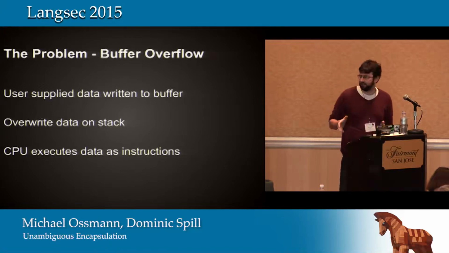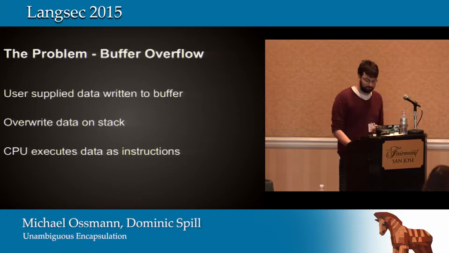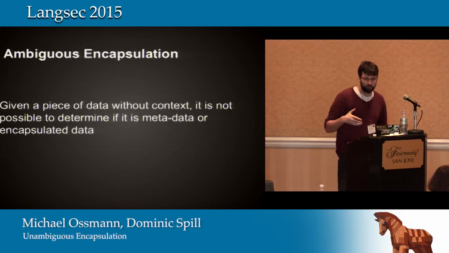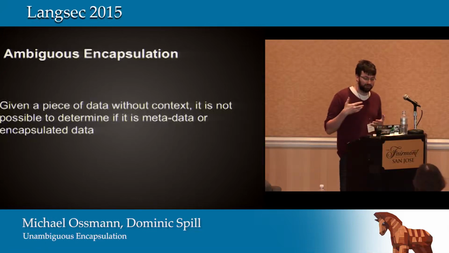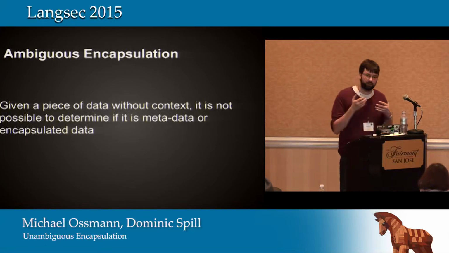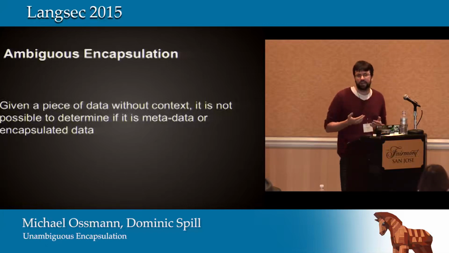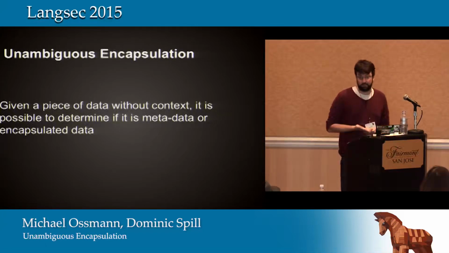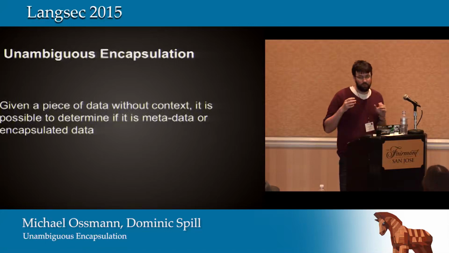And I'm aware this is vaguely solved by the no execute bit or anything like that, but it's also an application of our work. So what we define is ambiguous encapsulation, which is where you have data and you cannot, without context, without knowing anything about it, determine whether it's user-supplied data, whether it's code, whether it's metadata or something like that. And we're mostly interested in communications protocols, so you can't tell whether it's payload or header data in your packets. And unambiguous encapsulation is exactly the opposite, and that's what we're trying to define here, which is without the need for context, given a series of bits, you should be able to find a way to decode them and know whether or not they are privileged data or whether they are user-supplied data that you can't trust.